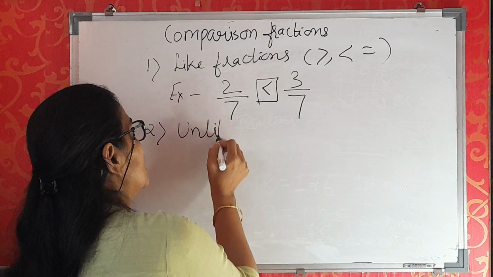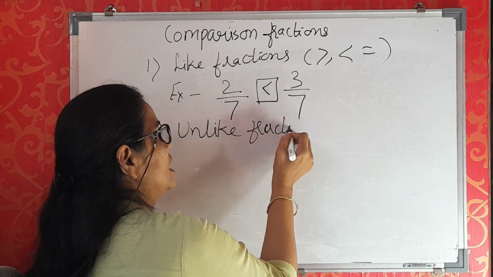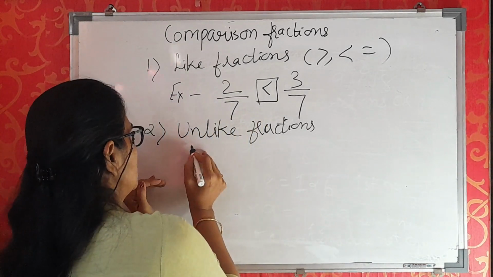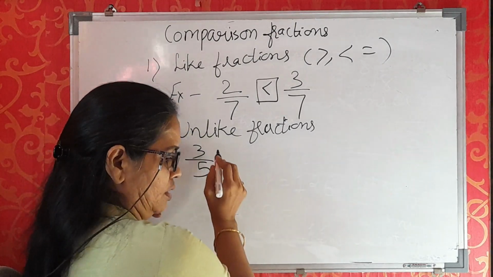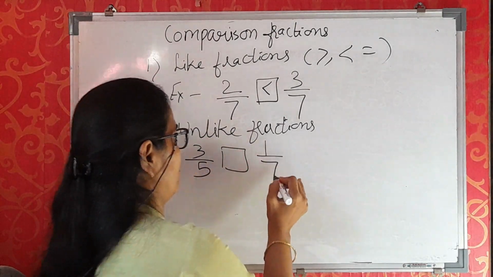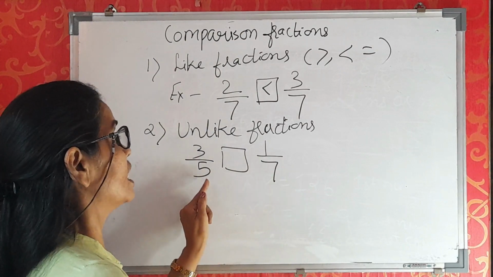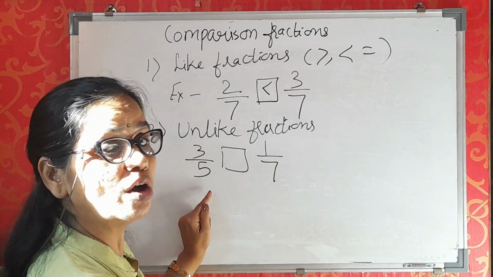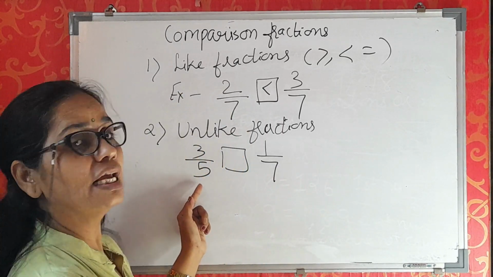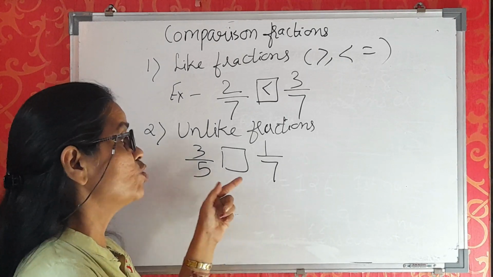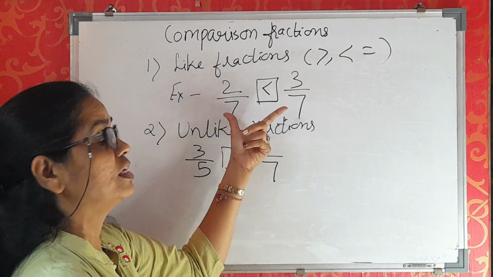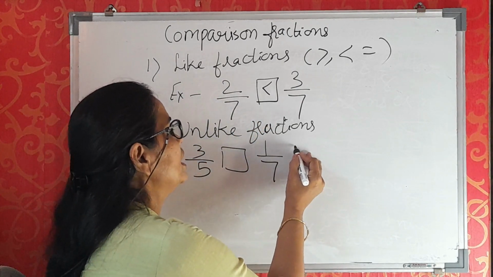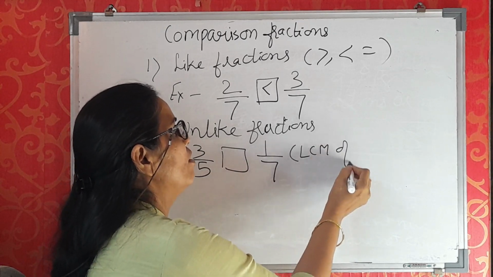Now when your fractions are unlike, in that case how will you do the comparison? Suppose your question is to compare 3 upon 5 and 1 upon 7. Here your fractions are unlike, that means denominators are different, not same. So in that case, you have already learned the LCM. We will take the LCM of denominators to make it like fractions, because in like fractions denominators are same. So take the LCM of 5 and 7.